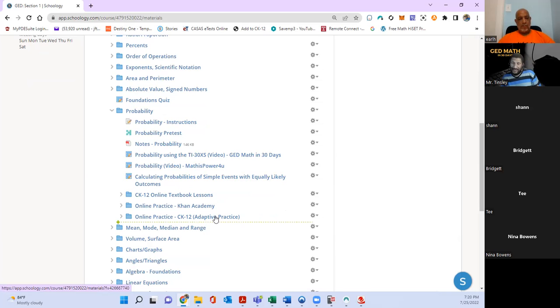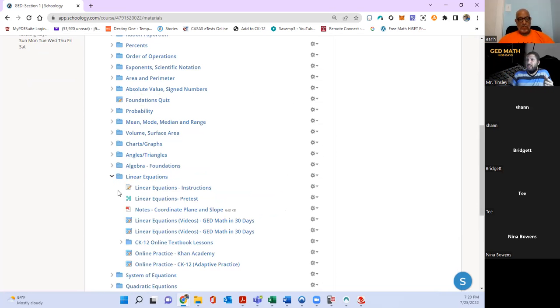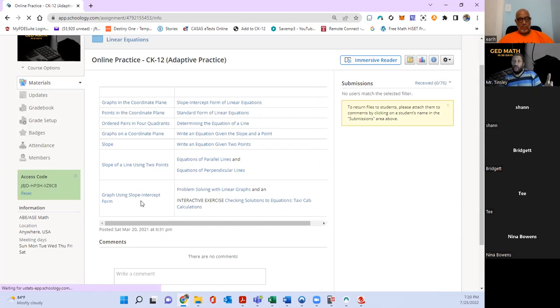So what does CK12 adaptive practice mean? This is what I love about CK12. It increases the difficulty of the problems. Right now we're working on linear equations. You can go into linear equations, go to CK12 online practice, and it will cover everything you're going to need to know on the GED.